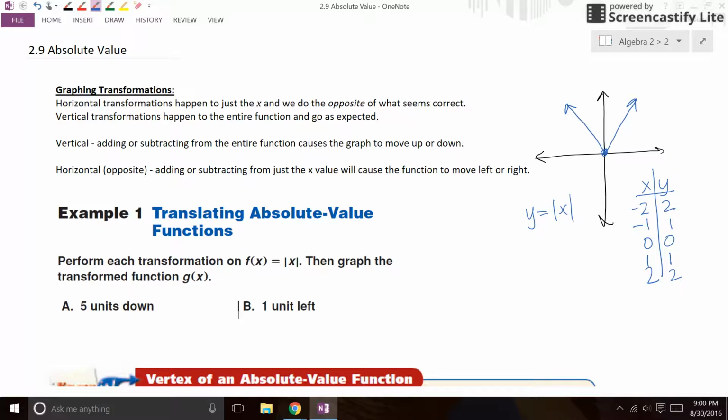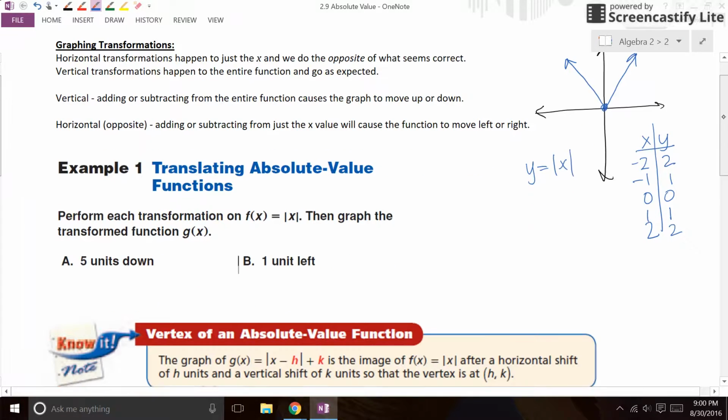The big trick to knowing about this is that when you do horizontal transformations, you will have to do the opposite. Something weird is going on whenever you're doing a horizontal. It's going to be happening to just the x and the x alone. And when you do a vertical, it's going to be normal, everything's fine, and you do it to the whole function. So that's the big key.